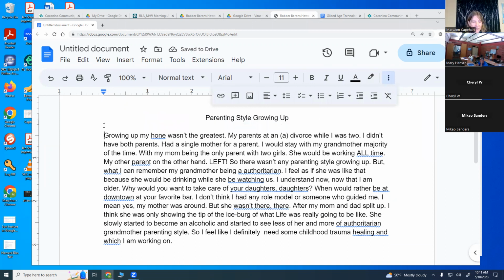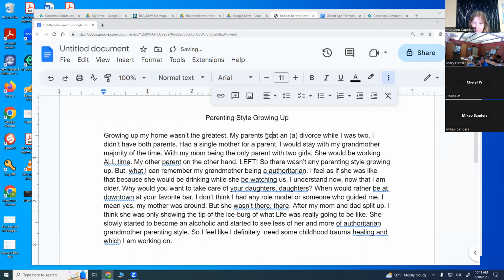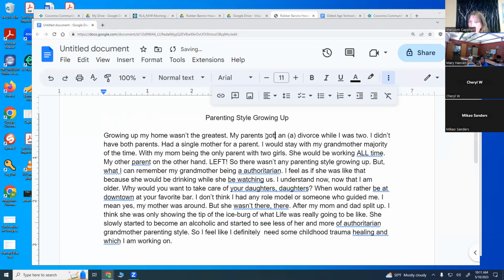Growing up in my home wasn't the greatest. Opener sentence. We don't want to hear this, but if that's what happened, that's what happened. Growing up on my own wasn't the greatest. My parents, they divorced while I was 2, or maybe we want to change that to something that might sound a little bit better.